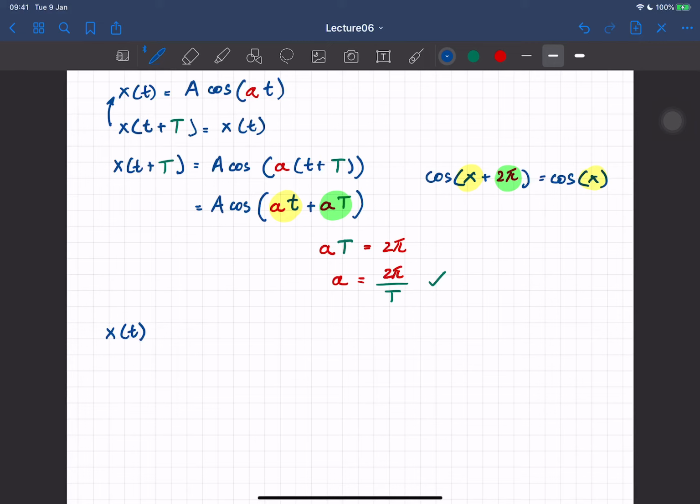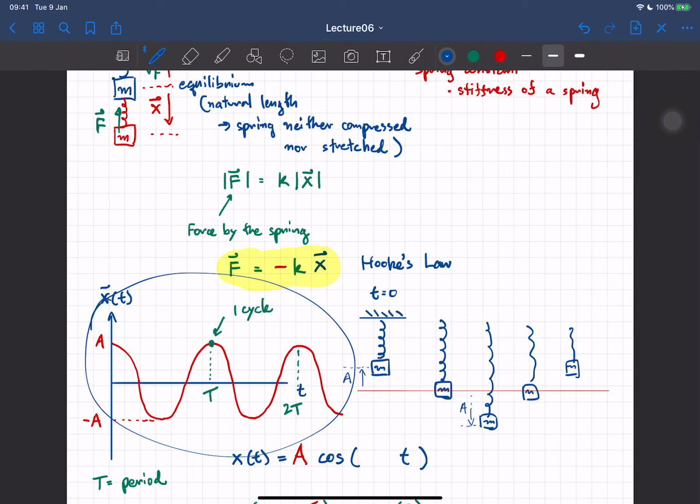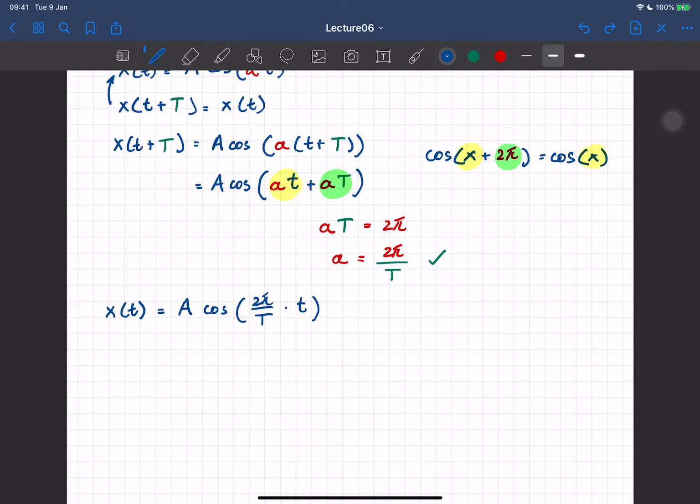So x of t is fully described by this expression: A cosine of 2 pi over the period, big T, times time, which is the variable time, right? And that's going to describe graphically this one. The important thing here is that the term inside cosine has to be such that when you increment time by one period, everything must look the same, right? So you need some kind of conversion factor to convert time to the radian 2 pi, the angle 2 pi radian here, right?